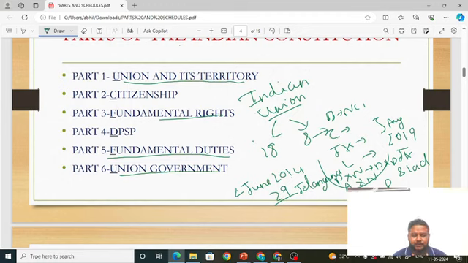One thing you must remember, an additional piece of information which I am giving: which of the following amendments is called a mini constitution? If they ask a question, the answer is the 42nd Amendment Act. It is also called the mini constitution, because many changes were introduced in the constitution through the 42nd Amendment Act. Through that only, fundamental duties were added in part 5.